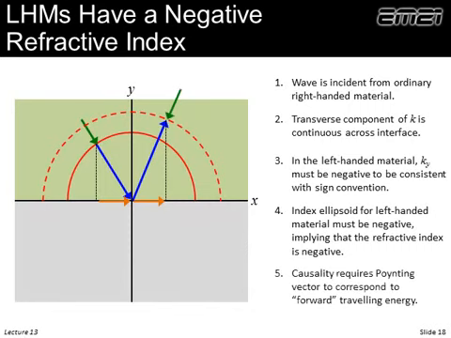Let's think about the power. Well, we can't have power coming from nowhere. The power that hits this interface has to keep propagating downward, because that would violate causality otherwise. So the Poynting vector is pointing in, still normal to the surface, but pointing in the opposite direction of K. So in a left-handed metamaterial, power and phase are traveling in opposite directions.